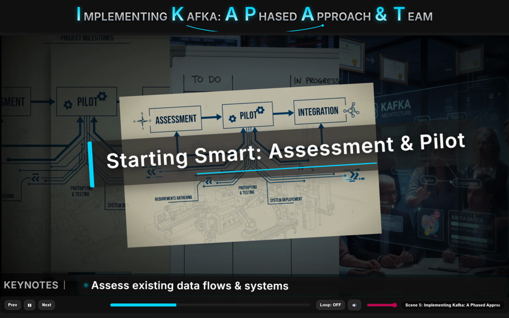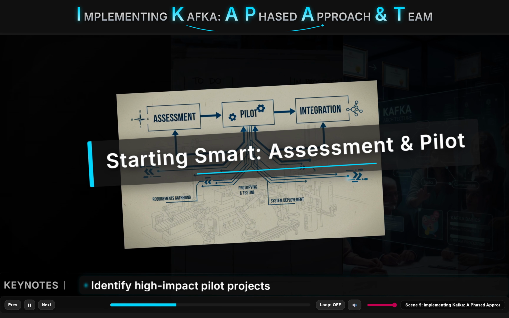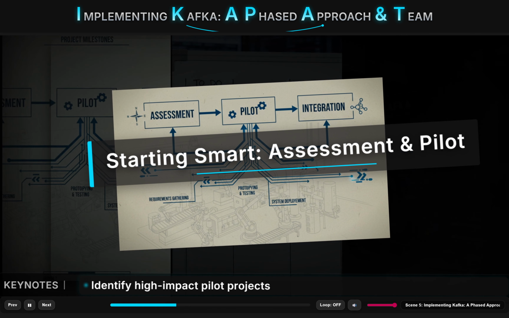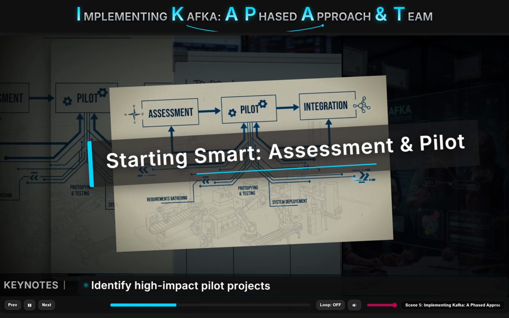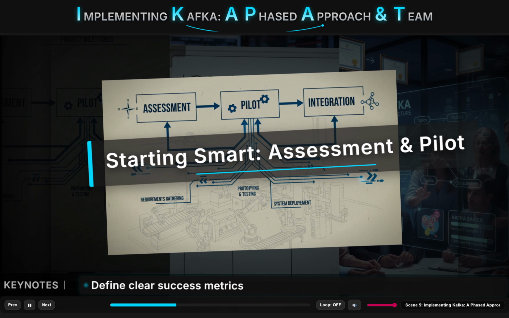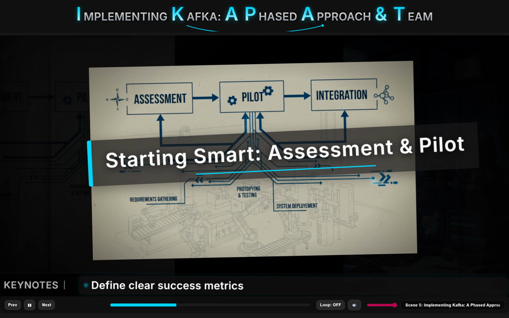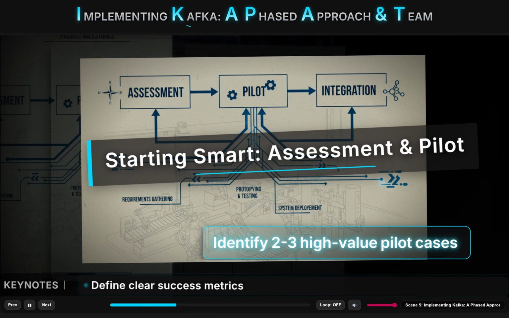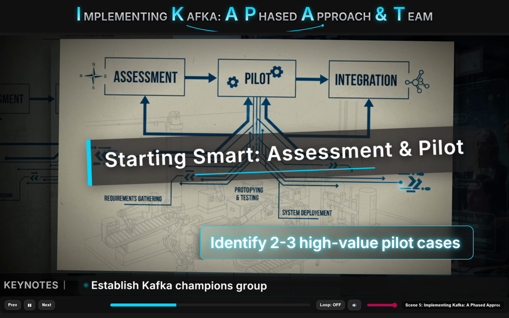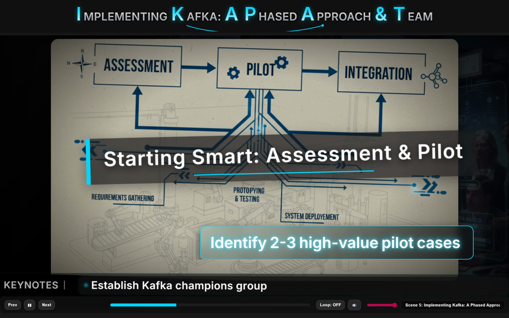Our first step is a smart, phased approach, starting with a thorough assessment of our current data flows. This means understanding where data lives now, how it moves, and frankly, where the bottlenecks and friction points are. We then identify those high-impact pilot projects, the ones where Kafka can make a tangible difference quickly, proving its value without disrupting critical operations. This initial discovery phase is crucial for defining clear, measurable success metrics from the start, and building a core group of Kafka champions within the team.